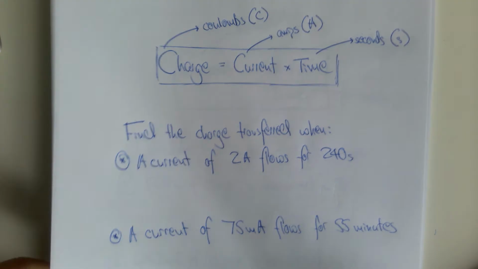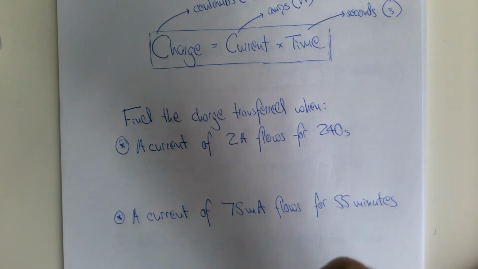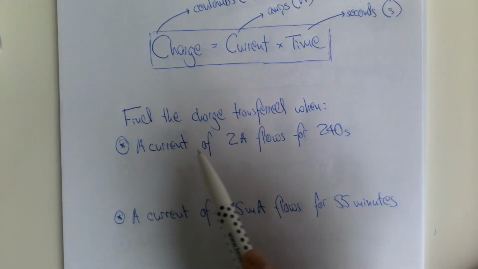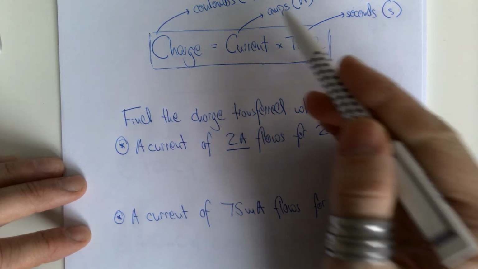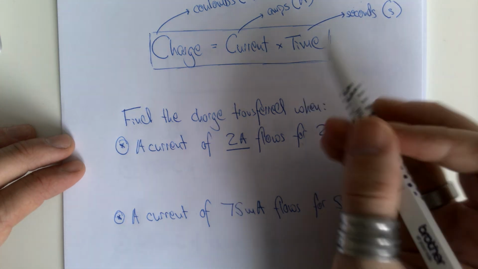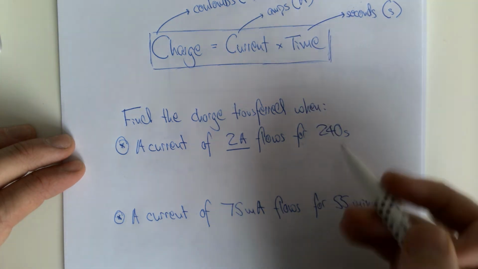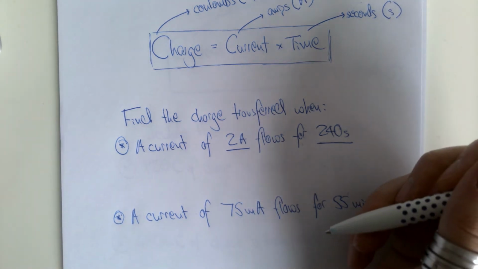So our first worked example, as you can see underneath, the question says find the charge transferred when a current of 2 amps flows for 240 seconds. Now, if we have a simple look at our question, we have a current of 2 amps. Current we know is measured in amps, so we don't need to change it. Our time is 240 seconds. We need time to be in seconds, so we don't need to change it.